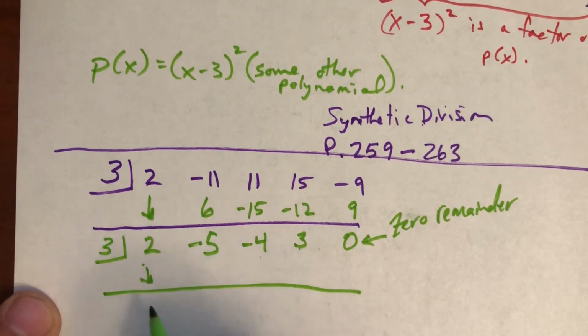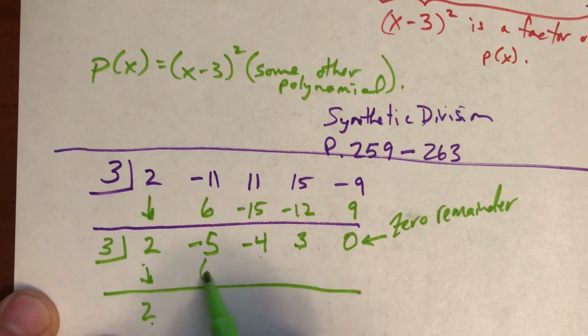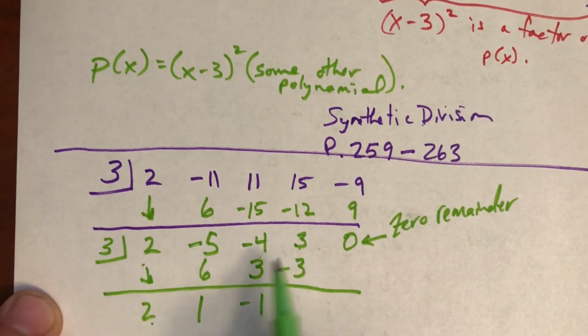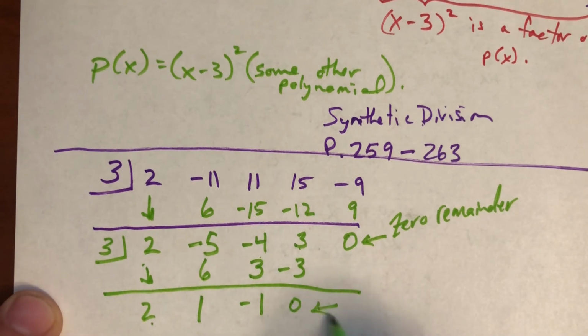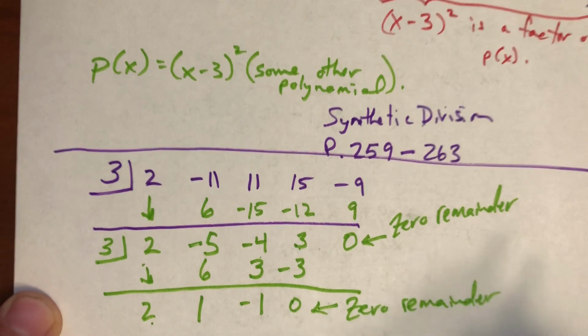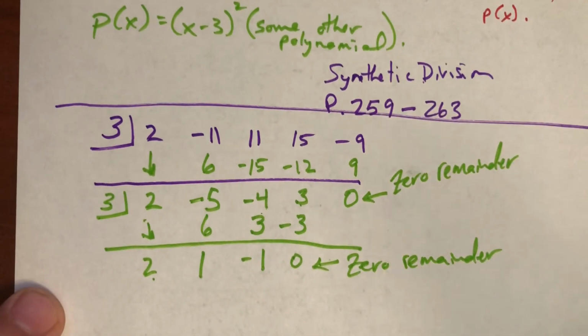So we'll bring down our 2. We multiply 3 times 2 is 6. Add these together, we get 1. 3 times 1 is 3. Add these together, we get negative 1. 3 times negative 1 is negative 3. And now we add these together, we get 0. And again, here we got a zero remainder, which we expected because it's a zero of multiplicity 2. Now, if we did that a third time, that's not going to end up with a zero remainder. Maybe you can give that a shot, but we probably don't need to do that here.